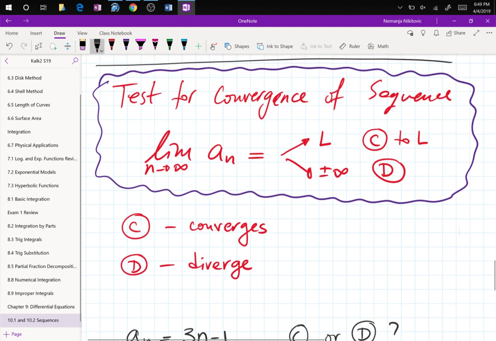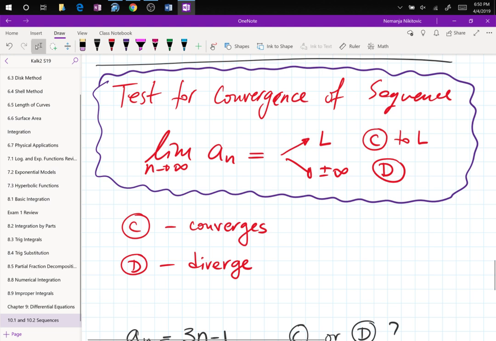Oh, good. Now, see, this is the part where I said, if you learn this, it's going to be a joke. If you don't learn the box things, you're just going to look at it and get nowhere. The test for convergence says you have some kind of sequence that is given to you as a formula an. The test says take the limit of it as n goes to infinity. If you get a finite value, it converges to that value. If you have the infinity of some kind, it diverges.